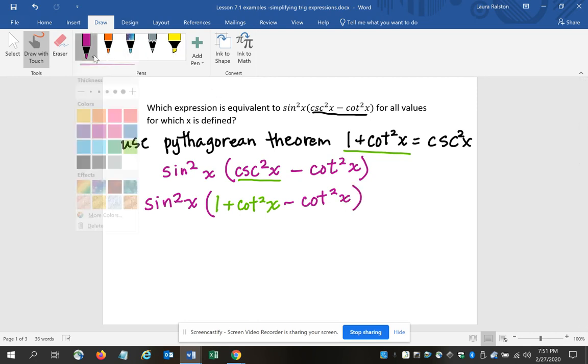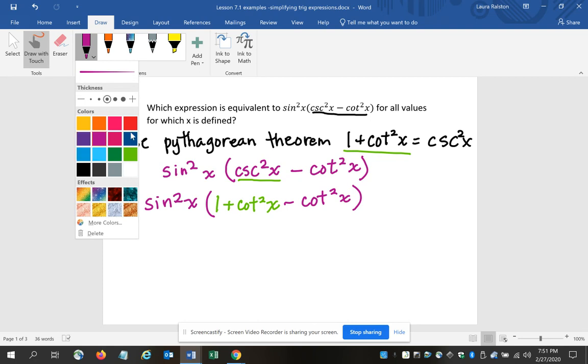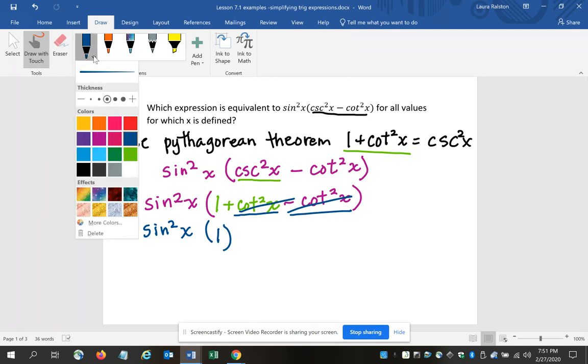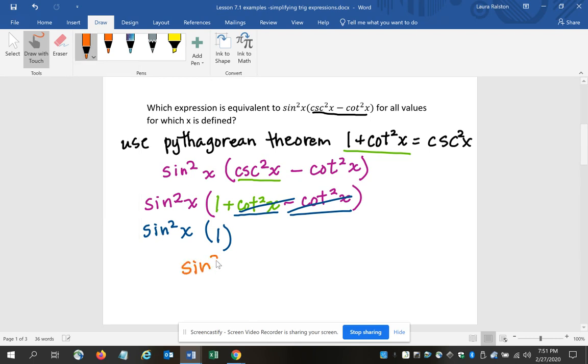And then I'm going to do some basic algebra, basic math, and combine like terms. So I have sine squared x times, and cotangent squared x minus cotangent squared x is going to zero out, and I'm left with 1 plus 0, which is 1. And then we have 1 times sine squared x, which is simply going to be sine squared x.